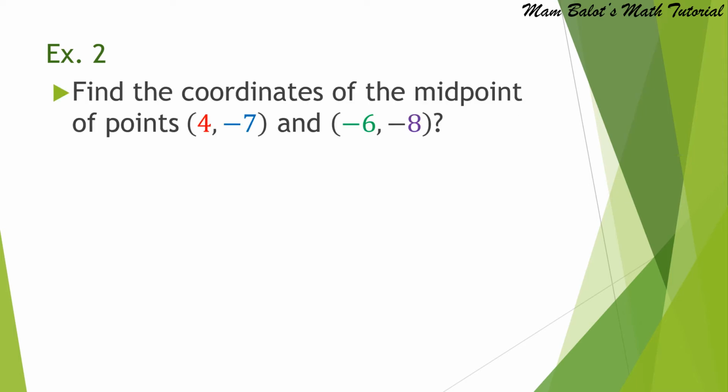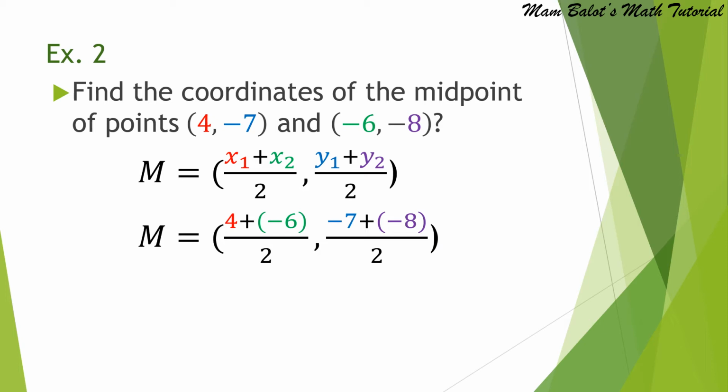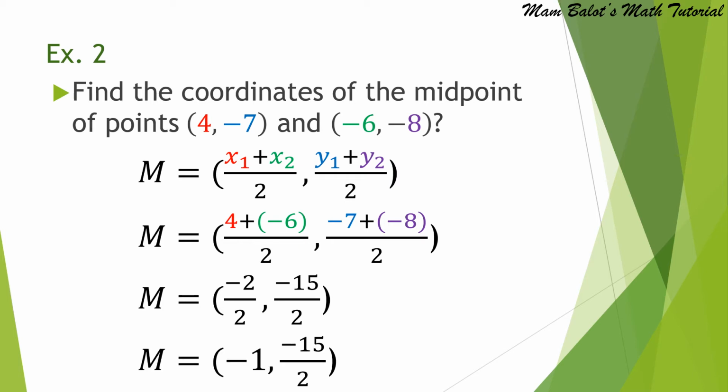Example number 2. Find the coordinates of the midpoint of the points (4, -7) and (-6, -8). Using again the midpoint formula and substituting the values of x and y, we have 4 plus -6 divided by 2 and -7 plus -8 divided by 2. So 4 plus -6 is -2 over 2, and -7 plus -8 is -15 over 2. Dividing -2 by 2, we have -1. So the midpoint coordinates are -1 and -15 over 2.